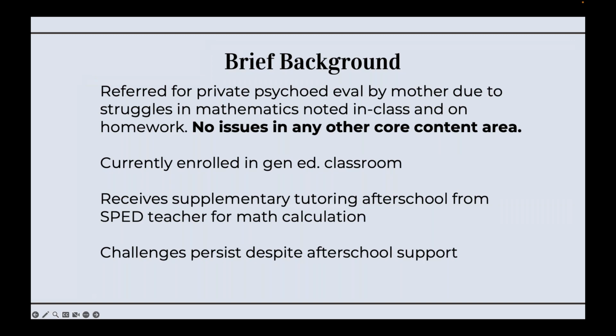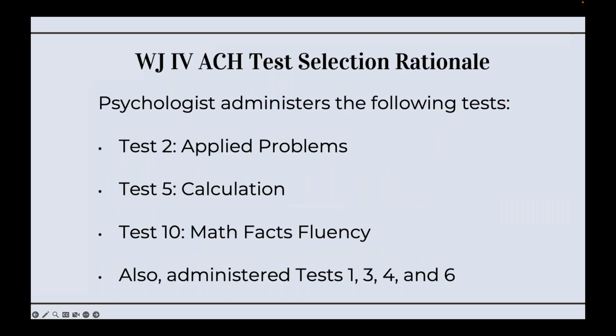So based on this information, the private psychologist who is conducting that evaluation decides to utilize the WJ4 achievement, and they administered specific tests, tests 2, 5, and 10, which comprised the broad mathematics cluster.